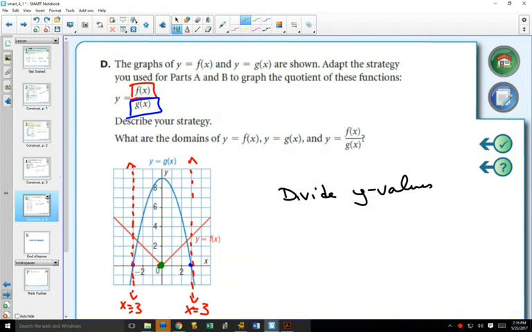Okay, dividing by 1. If you're dividing by 1, that's not going to affect the other number. So if we look on this graph, where's the blue graph equal to 1? That would be here and here, right? And so at those points, when you divide by 1, the other graph is not going to change. So our green graph would be through this point and through that point.